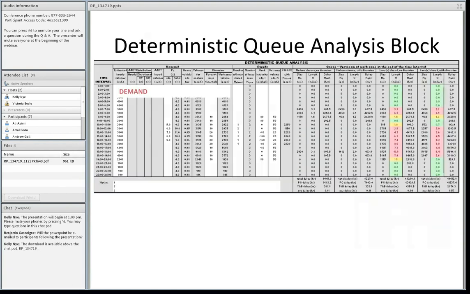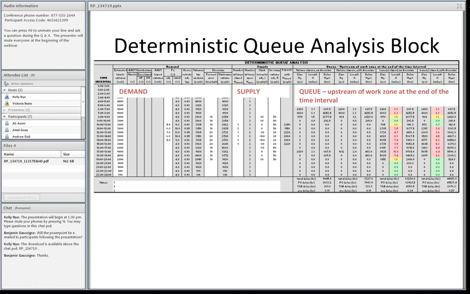So all of that information is then gathered within the deterministic queue analysis block. The demand information comes from our hourly or ADT volumes and adjustments. The supply is basically what's happening in the pre-lane closure and lane closure condition. And then we do a queue analysis. And this is a deterministic queue analysis. It's basically a count of the number of vehicles that are coming in as compared to the number of vehicles that are being serviced by the work zone.